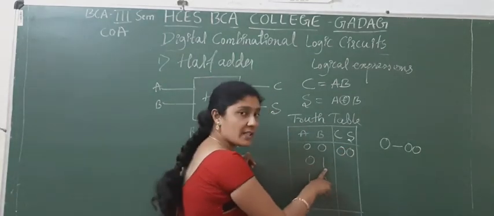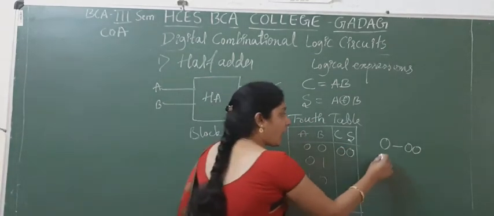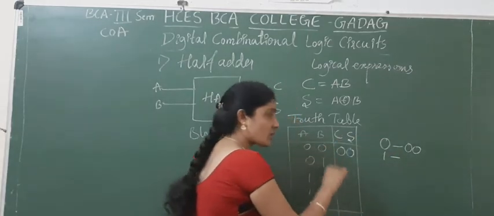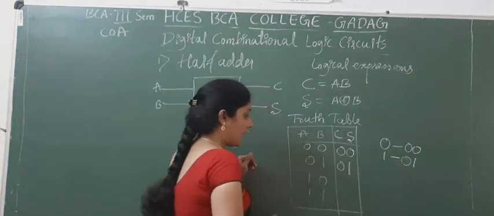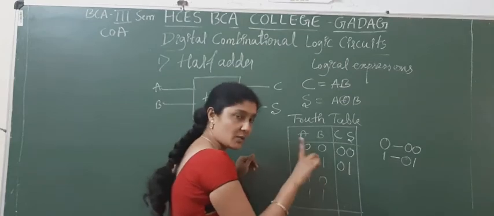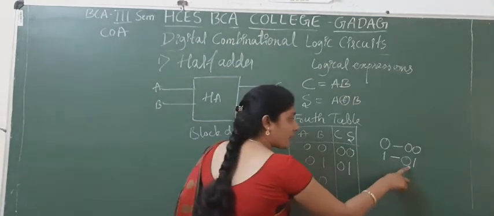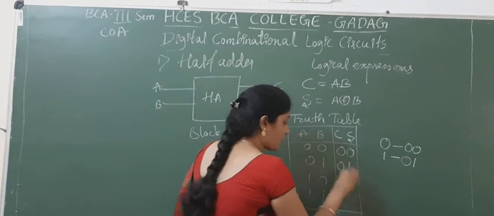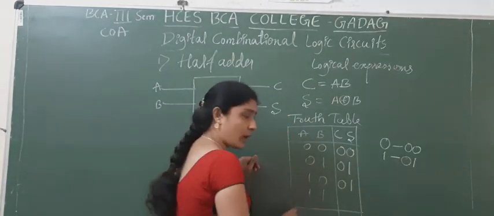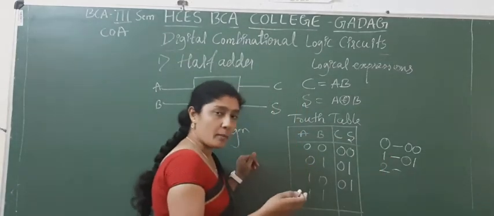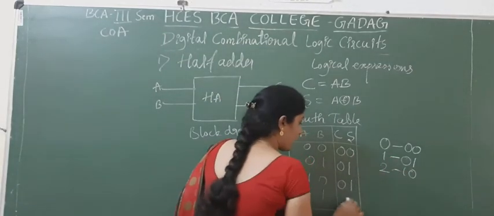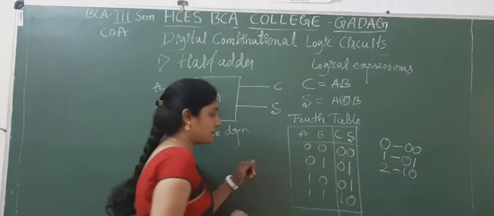Next, 0 plus 1 is nothing but 1. How do you write 1 in 2-bit combination? That is 0, 1. So 0, 1. Next, 1 plus 0 is also 1. How do you write 1 in 2-bit combination? 0, 1. Next, 1 plus 1 is nothing but 2. How do you write 2 in 2-bit combination? That is 1, 0, hence it is 1, 0.